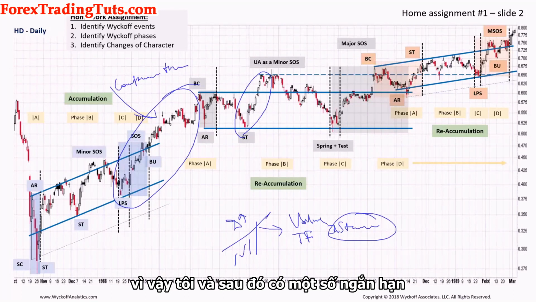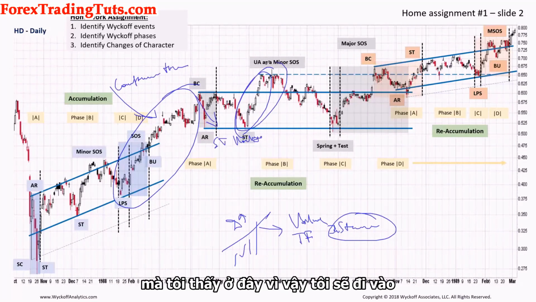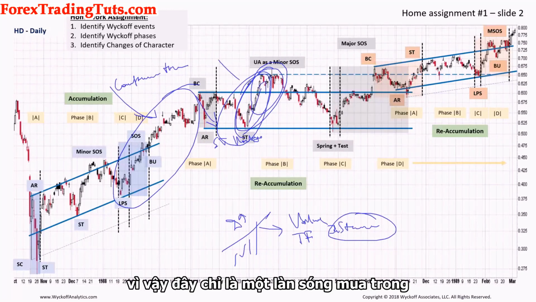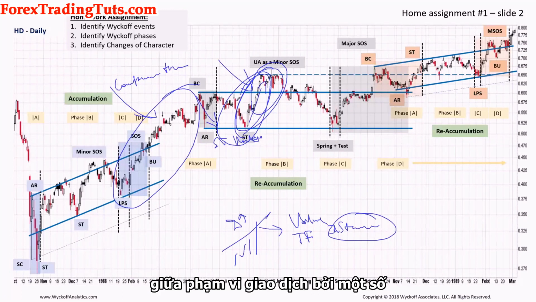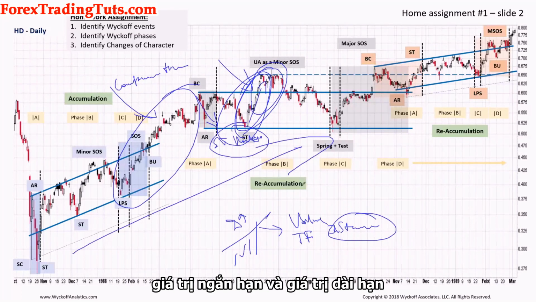So then there is some short-term value that I see here, so I'm going to come in and buy. But the way they're buying, they're not buying just one day. They could be buying multiple days, multiple weeks. So that's what creates this rally. So this is just a buying wave in the middle of the trading range by some of the institutions, because again, short-term value and long-term value still, and long-term buys.